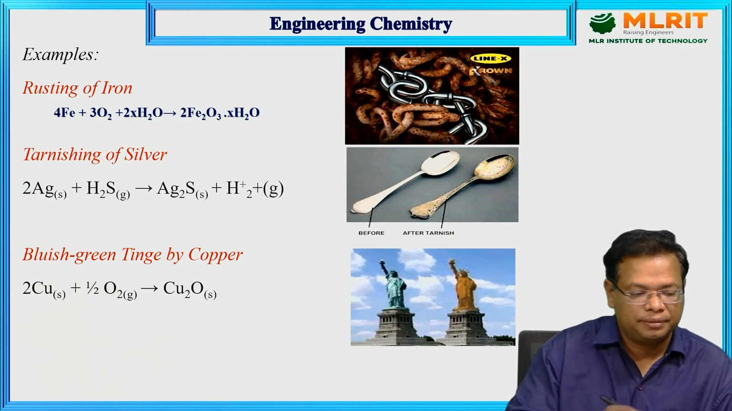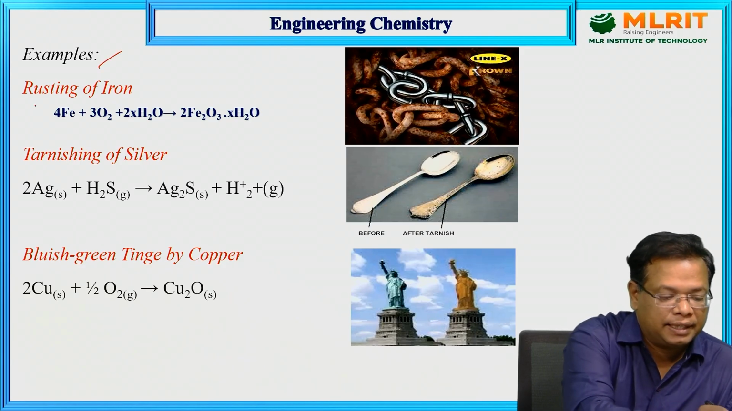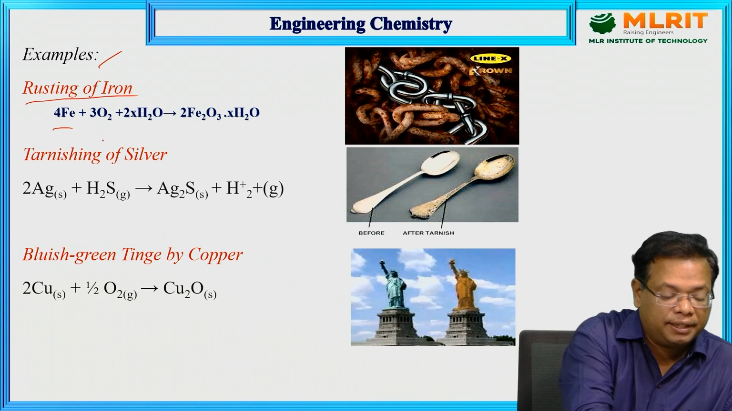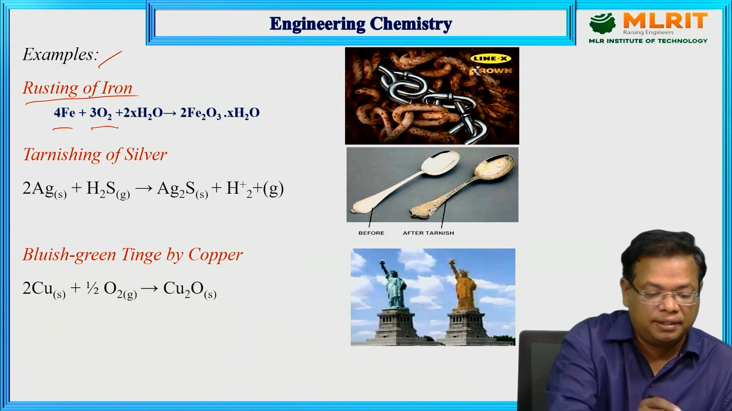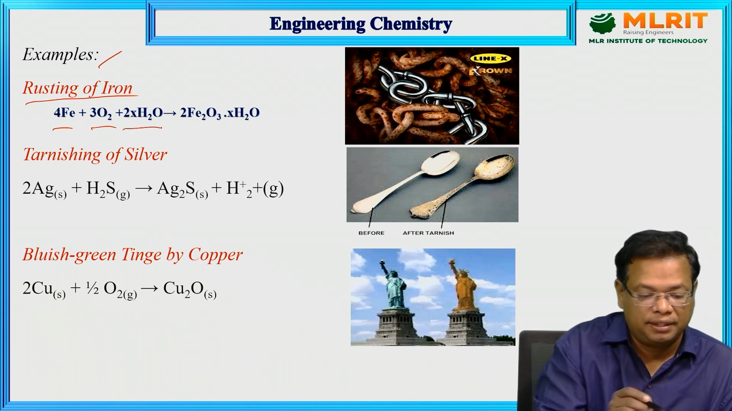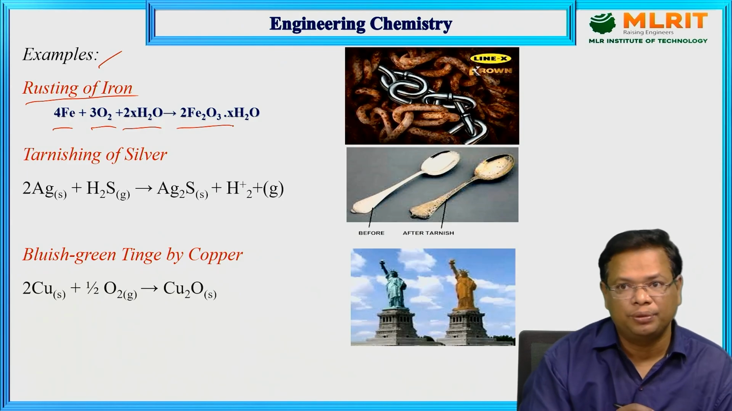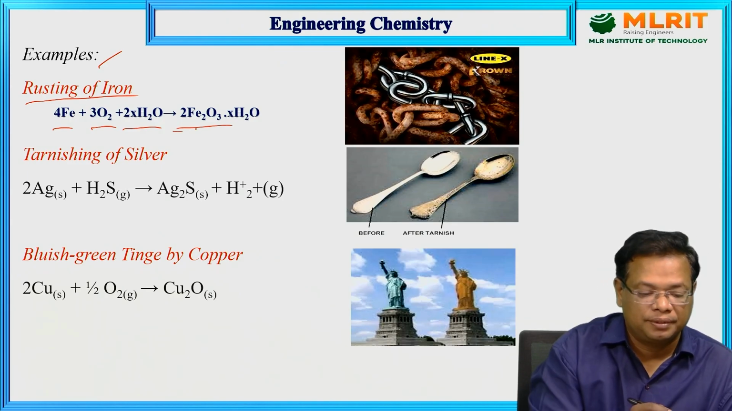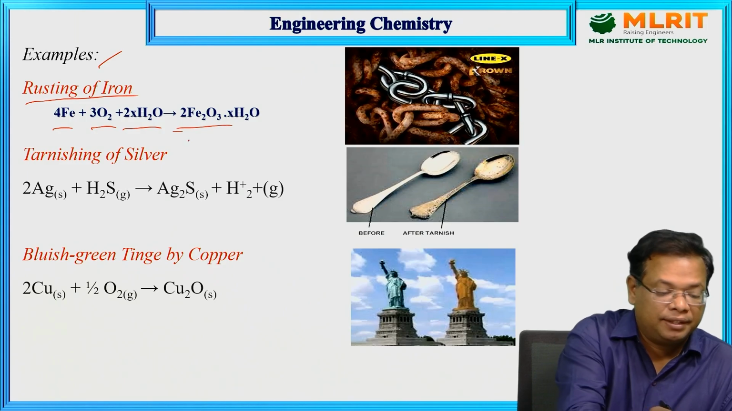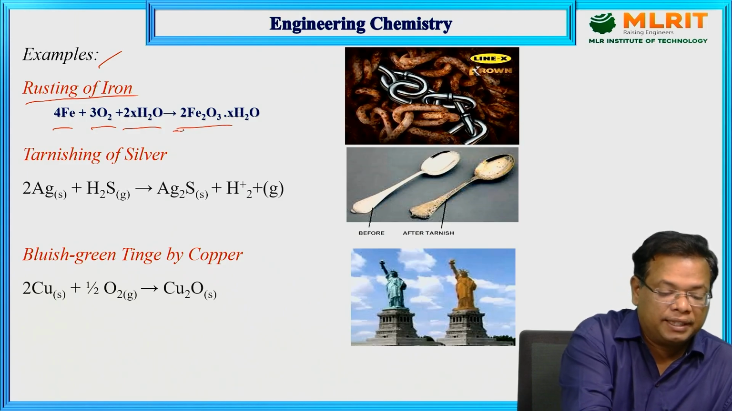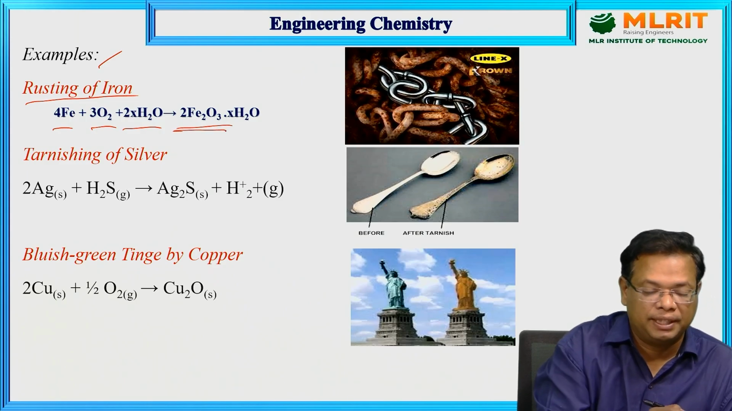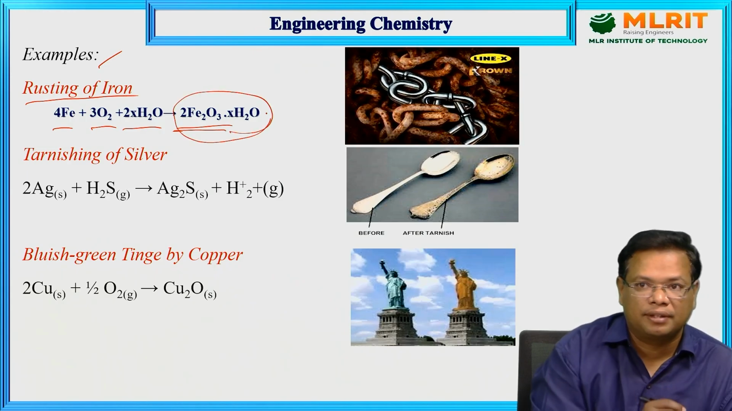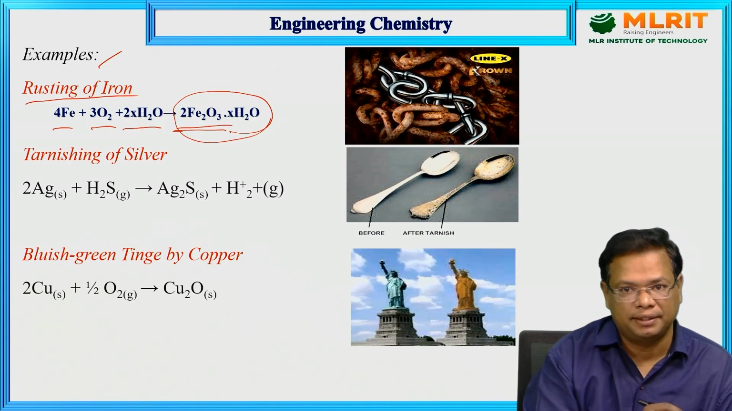For example, rusting of iron. Iron will react with oxygen and moisture. It will become a Fe2O3 compound. So this compound is formed, Fe2O3 with moisture content. This is the rusting form of iron.